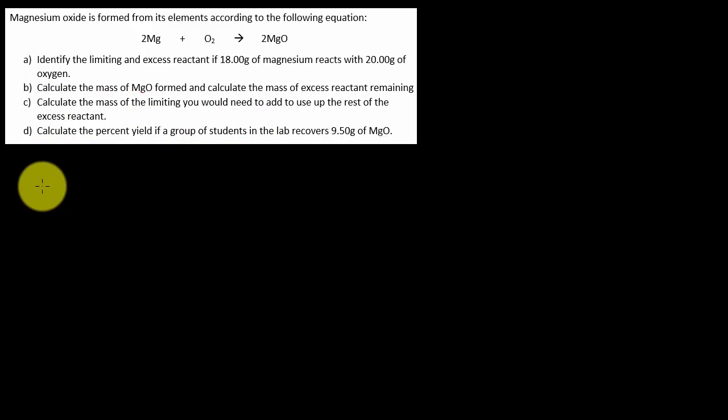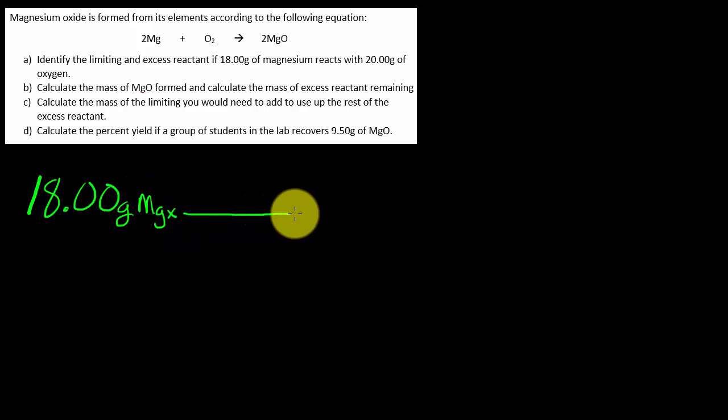What we're going to do is take the mass, because we've been given the mass of both of our reactants, and convert them to a mass of product. So we have 18 grams of magnesium, and we're going to convert this to a mass of product. To bridge the gap between our magnesium and our product magnesium oxide, we have to get to moles, because our balanced equation is in mole ratios. Let's say a 2 to 2 mole ratio. So we need to get to moles of magnesium, so we'll need a molar mass for magnesium.